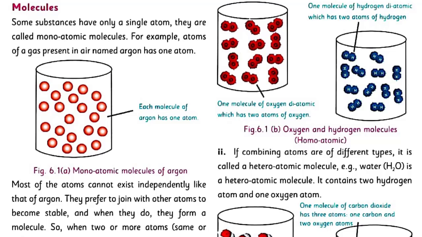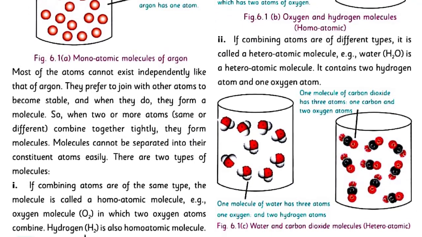Molecules. Some substances have only a single atom. They are called monoatomic molecules. For example, a gas present in air named argon has one atom. Figure 6.1: Monoatomic molecules of argon. Each molecule of argon has one atom.